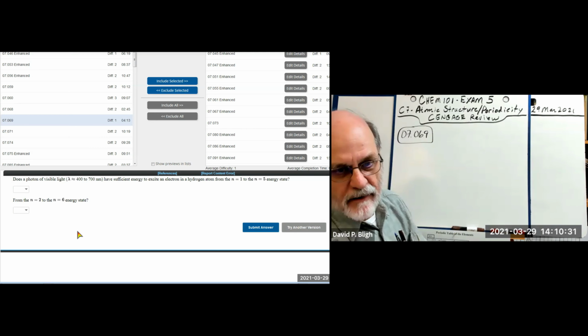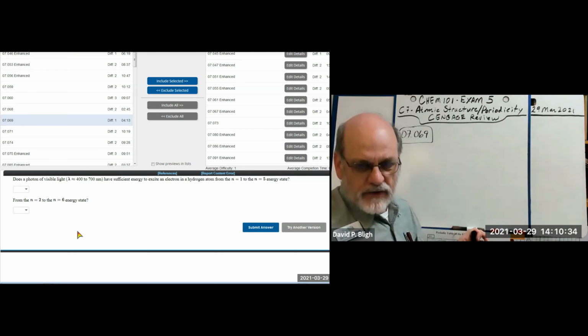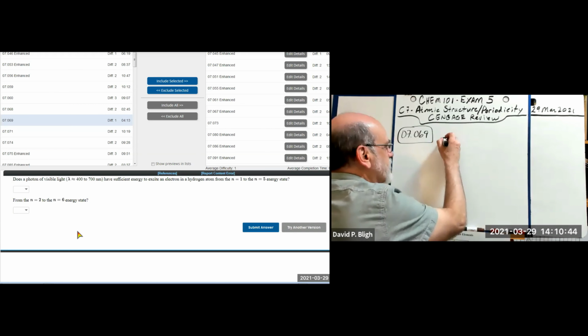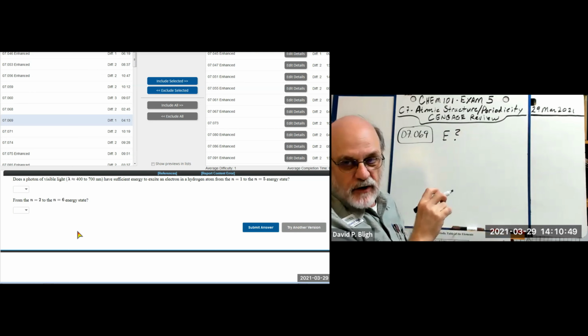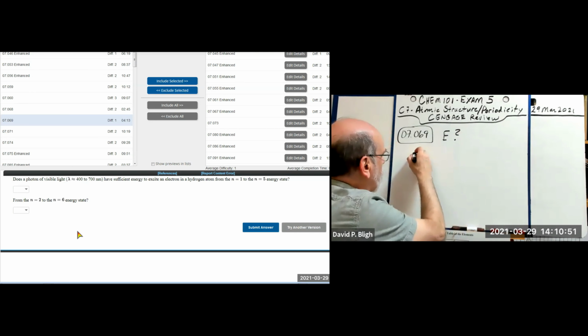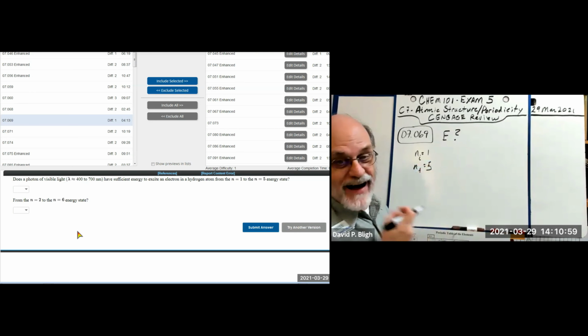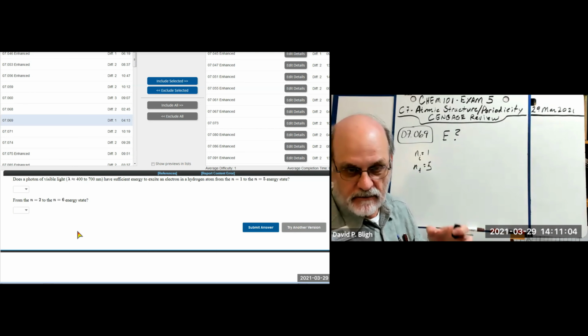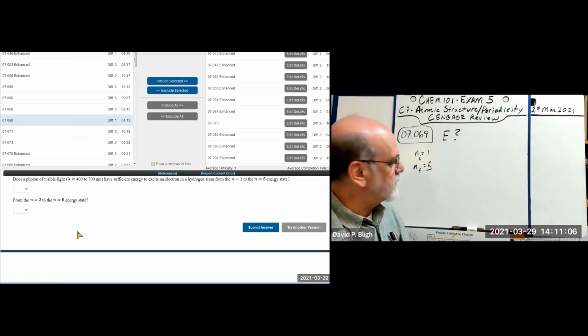All right. So the question is, we're focusing on energy. Right. Energy. Is there sufficient energy to excite an electron in a hydrogen atom from n equals 1, that's initial, to final, n equals 5 energy state? And these are visible photons, so between 400 and 700 nanometers.